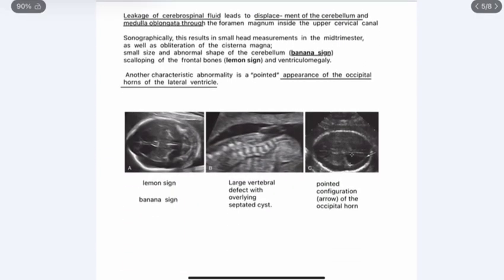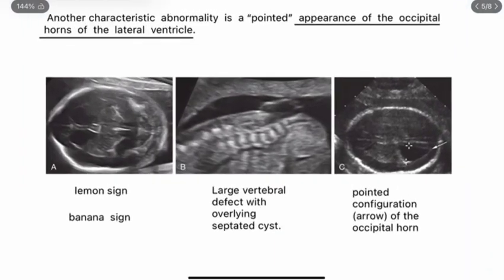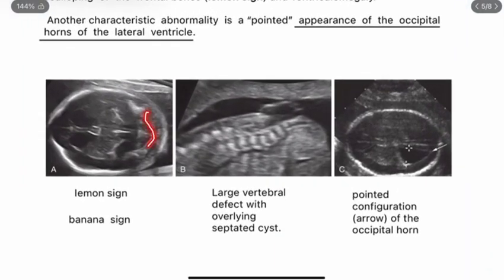In antenatal scans of Chiari type 2, we will see that there is banana cerebellum. Basically, the cerebellum gets compressed against the calvaria because, due to the spinal meningomyelocele, the CSF leaks. And there is a lemon-shaped skull. This is known as the lemon sign and banana sign. This is myelomeningocele, a large vertebral defect with an overlying septated cyst seen on ultrasound. The pointed configuration of the occipital horns is also a common finding which can be detected antenatally.